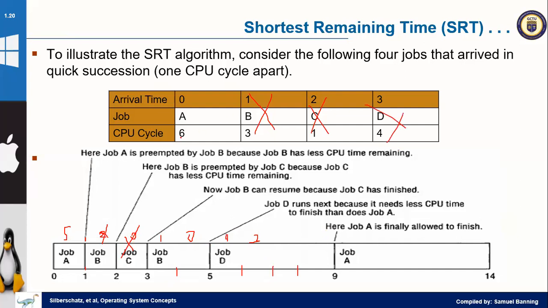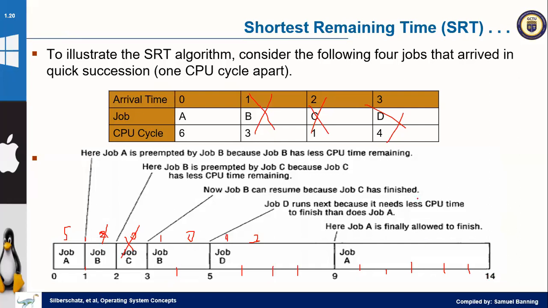There's only A in the ready queue. So A is given the CPU. A now has 5 CPU cycles. So A will execute from 5, 4, 3, 2, 1, and 0. And A also finishes its execution.